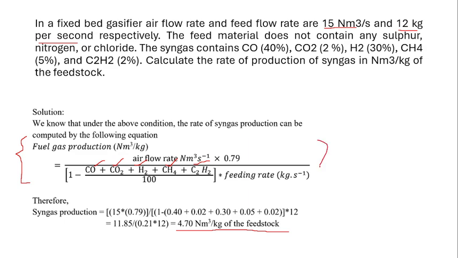So please note this formula, which is fuel gas produced is equal to air flow rate divided by the feeding rate into 1 minus the composition of the fuel gas.